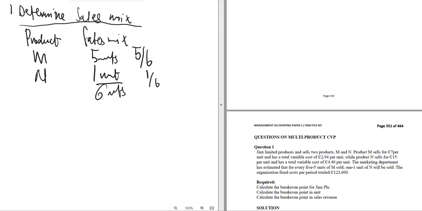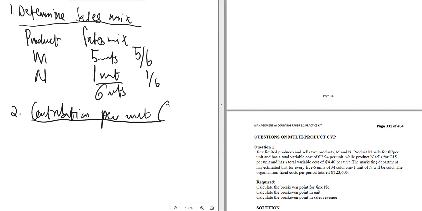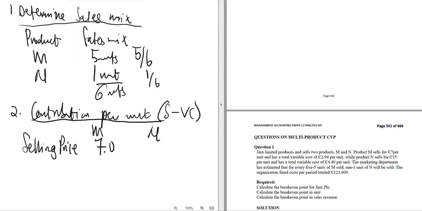Now that I have my sales mix, the next thing I need to do is get my contribution per unit of product. And how do you get your contribution per unit? We know contribution is sales minus your variable cost per unit, right? So we have product M and product N. Let's get our contribution first. M sells for 7 per unit, so we have our selling price here. M is 7 cedis and N is 15 cedis. We can see it there.